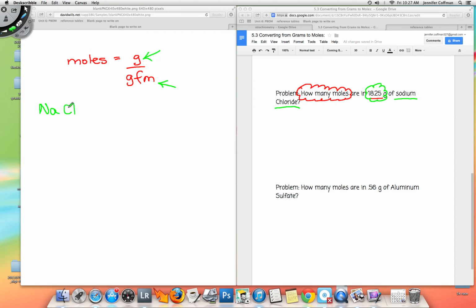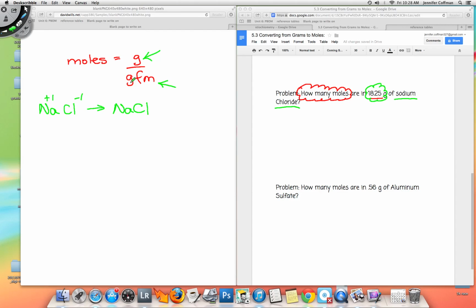Now, when you write the formula from the name, you must write your oxidation numbers in and cross them down. So this 1 comes down here. I'm not going to write it because we don't generally write 1 as subscripts. This 1 comes down here, and then I've got a 1-to-1 ratio. Because it's ionic, I have to keep it in lowest whole numbers. So lowest whole numbers, this is an empirical formula.